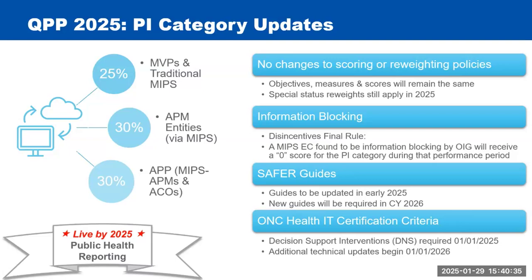On to the promoting interoperability performance category. CMS has not made any adjustments to any of the scoring criteria, the measures themselves, the performance measures, or the reweighting policies for this category. Really, overall, not a lot of changes for the promoting interoperability category in 2025.